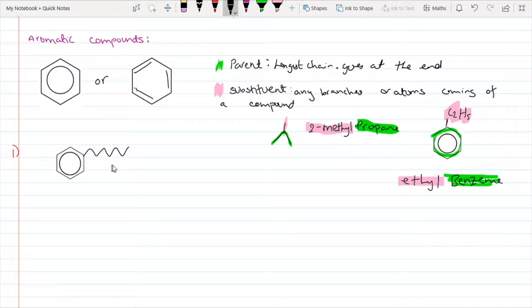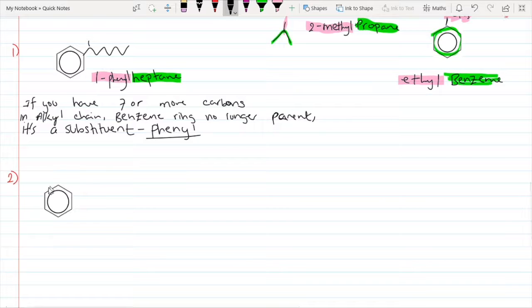If you have 7 or more carbons in the alkyl chain, so let's say 1, 2, 3, 4, 5, 6, 7, 7 or more carbons in the alkyl chain, the benzene ring is no longer called a parent compound. It is actually a substituent now, and as a substituent, it is called phenyl. If I name this compound over here, we have 1, 2, 3, 4, 5, 6, 7 carbons, therefore this will be heptane, and as I said, the benzene becomes the substituent, and as a substituent it's called phenyl. In this case, the phenyl is attached to the first carbon, therefore we'll call this 1-phenylheptane.